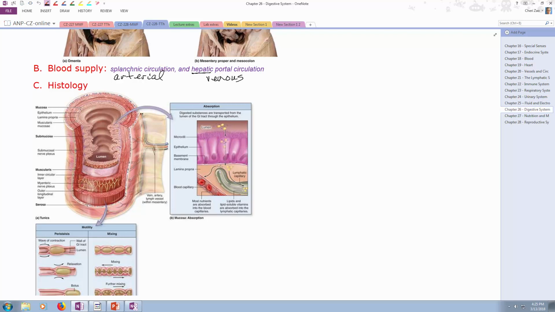Let's take a look now at the histology of the digestive tract and realize there are 4 basic tunics to the GI tract wall.